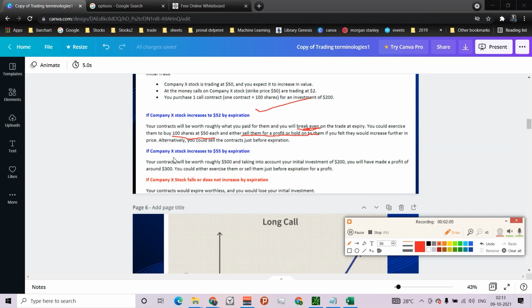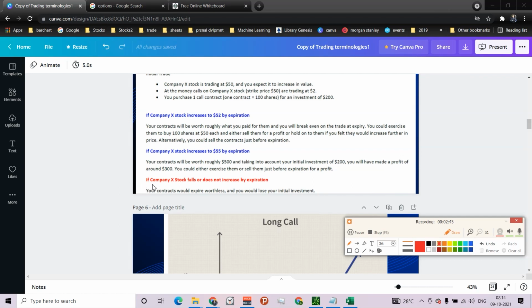But if the company X stock increases to $55, that is, the stock moves further up, then basically what we can see is that your option value at $55 will be roughly $500. But your initial investment was $200, so that makes a profit of $300, that is $500 minus $200. So you could either exercise them or sell them just before expiration for a profit. So this is the profit side.